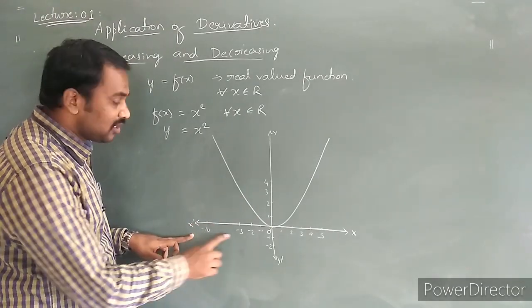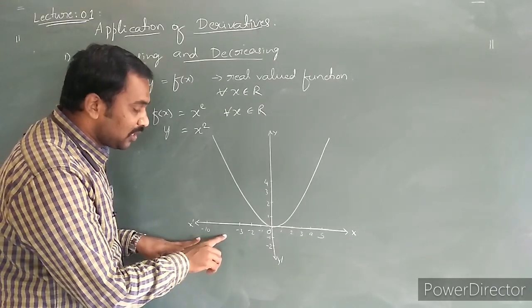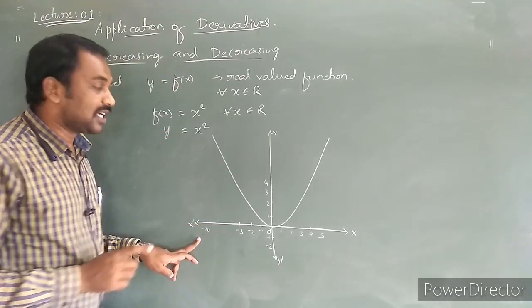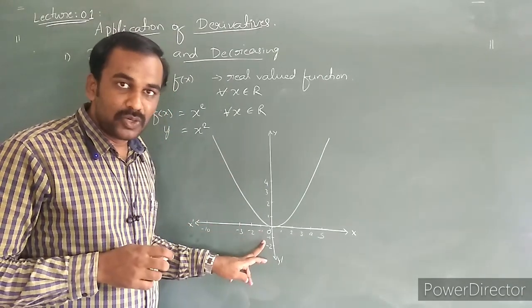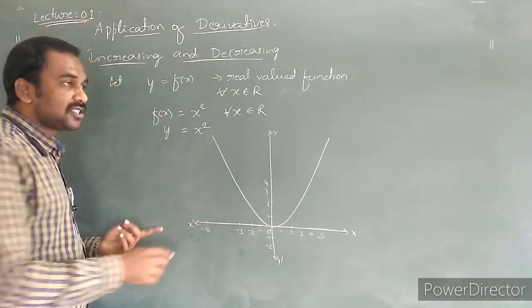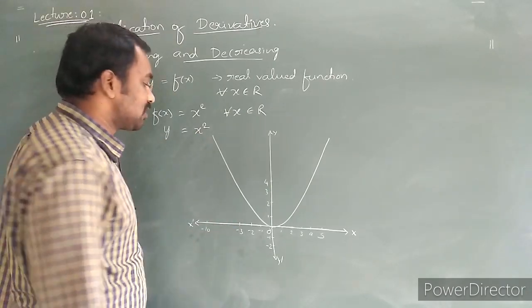Which one is the bigger one? Minus 3 is the bigger one as compared to minus 10. So the x value is increasing, and the y value is decreasing. So we can say that on the right hand side of the origin, y is equal to x square is an increasing function. On the left hand side of the origin, y is equal to x square is a decreasing function.